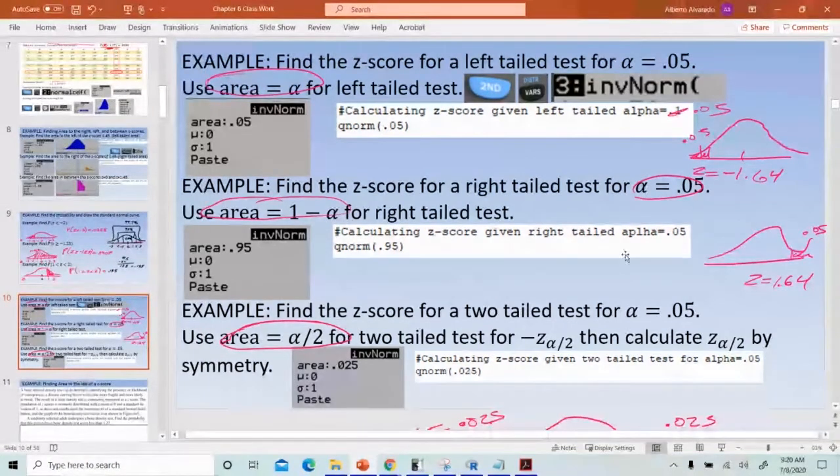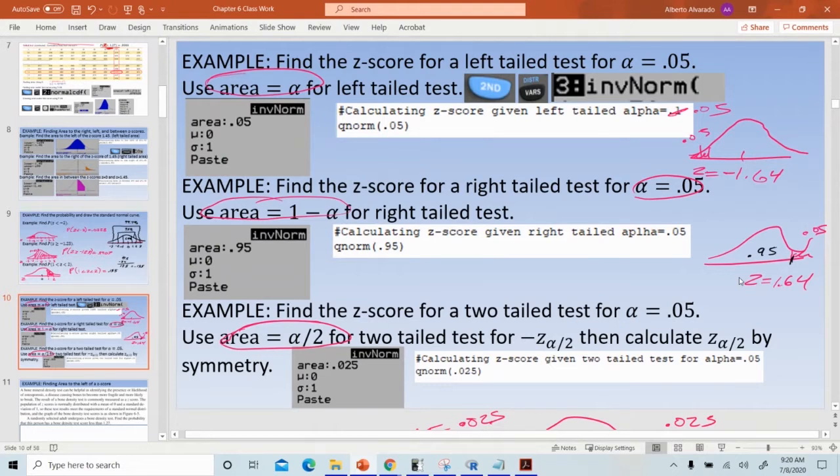Now on the table as well, you have to look for the correct thing. So you'd have to look for 0.95 for a right-tail test. And why? Because the left area is going to be 0.95, because the right area is 0.05. So to find this z-score right here, you need to do inverse norm of 0.95.